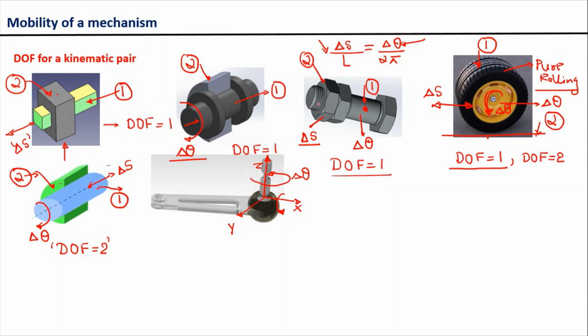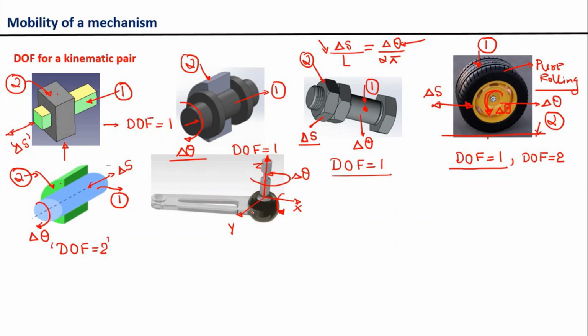Now here, just note down the difference between a screw pair and a cylindrical pair. In both cases, if you observe, the motion is happening in two directions, that is delta s and delta theta. But still we will say that the degree of freedom of a cylindrical pair is 2 because here the two coordinates delta s and delta theta are independent of each other.